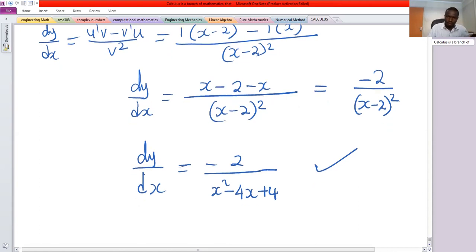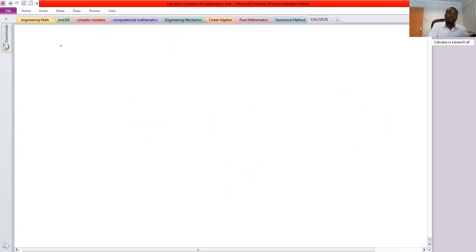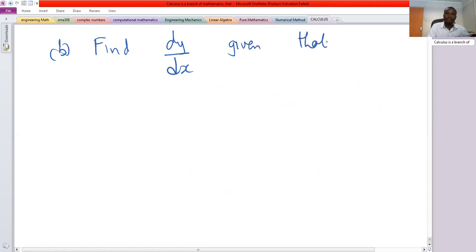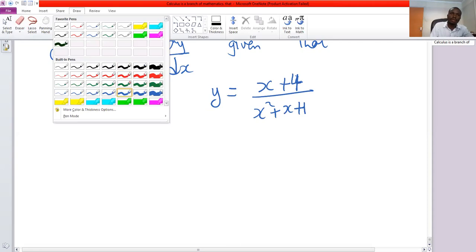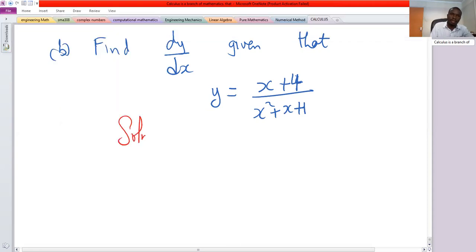Problem 2, or B. Find dy/dx given y is a function, x plus 4 over x squared plus x plus 1. So this is the next problem. It's also still an appetizer.